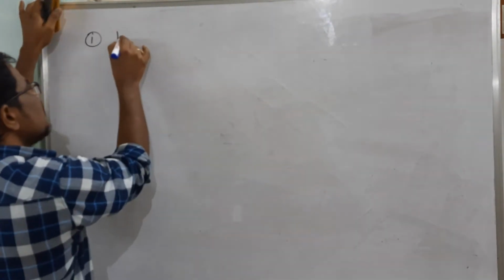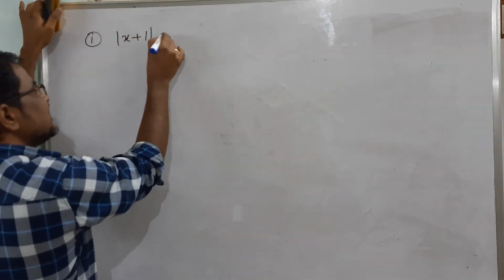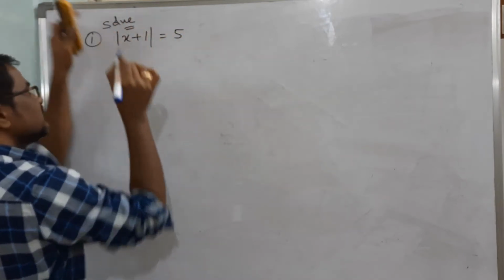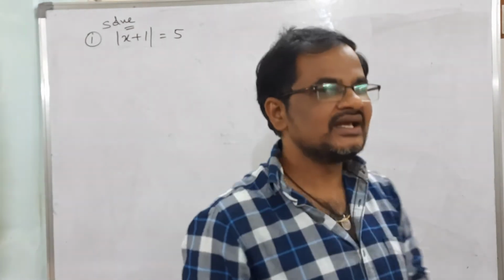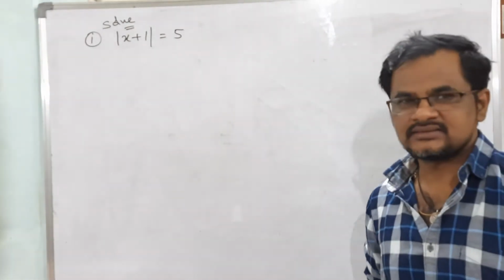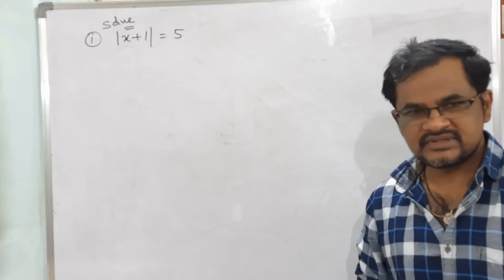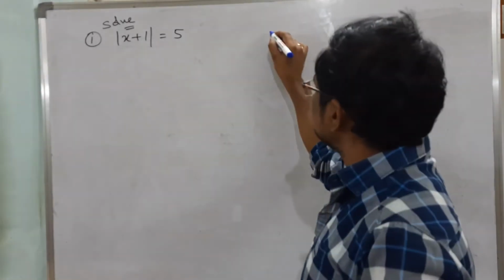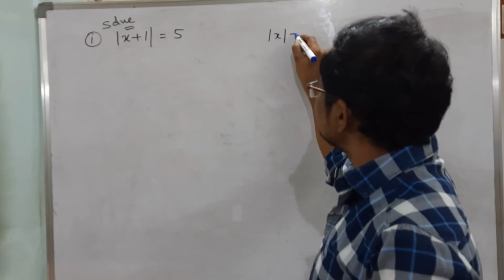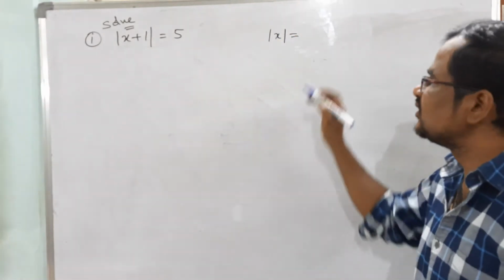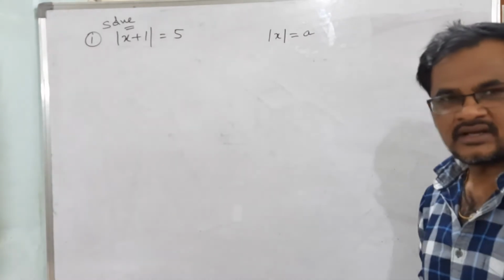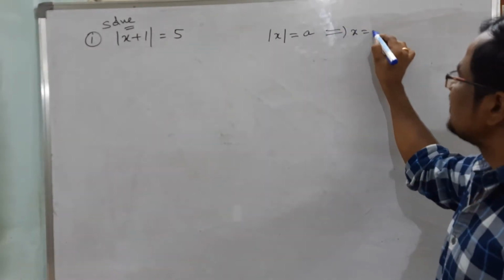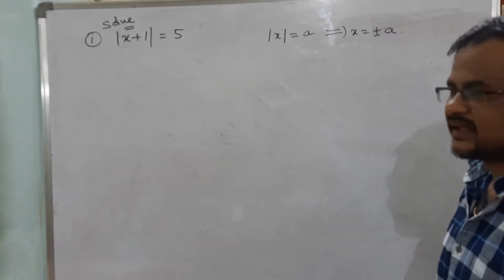First one is modulus of x plus 1 is equal to 5. They will ask the problem like this. Solve modulus of x plus 1. Here inequality is not there, but for understanding purpose, I gave equal to as the first problem. So we know by which condition we have to solve this one? Mod x equal to a means x equal to plus or minus a, right?